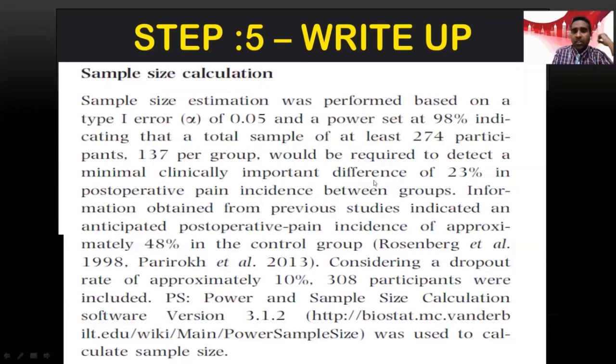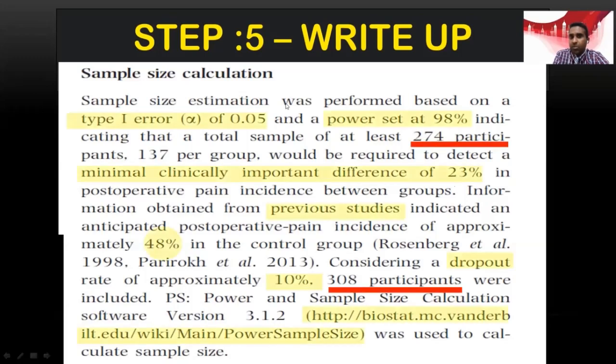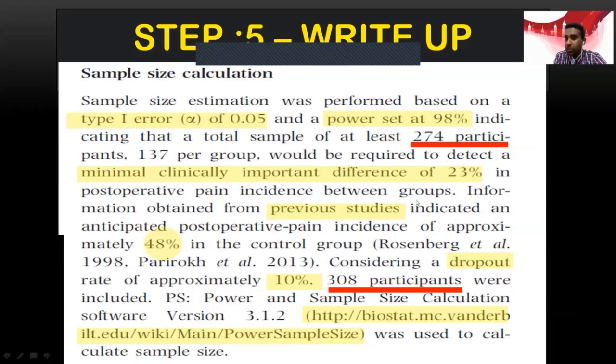Now let me read the sample size estimation. Sample size estimation was performed based on alpha at 0.05, power set at 98%, indicated that 274 patients, 137 per group, would be required to detect a minimal clinically important difference of 23% in post-operative pain incidence between the groups. Information obtained from the previous studies indicated an anticipated post-operative pain incidence of approximately 48% in the control group. References Rosenberg and Paleo.